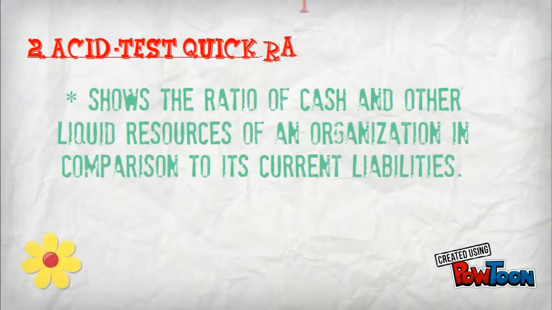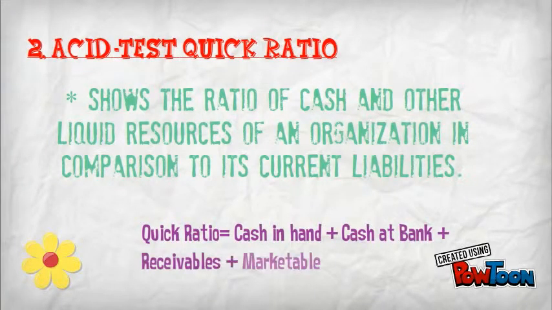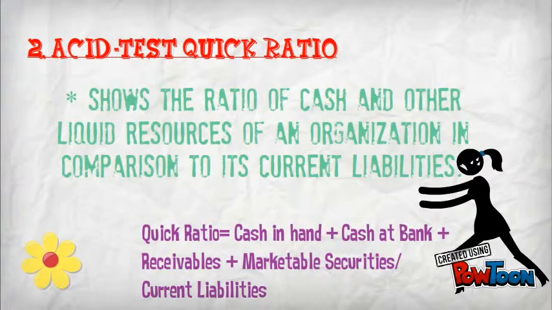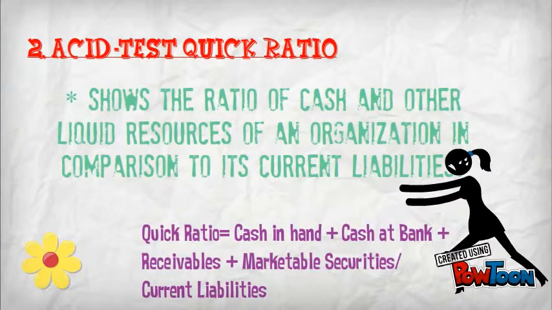Second is the quick ratio. Quick ratio equals cash in hand plus cash at bank plus receivables plus marketable securities, divided by current liabilities, to show the ratio of cash and other liquid resources of the organization in comparison to its current liabilities.